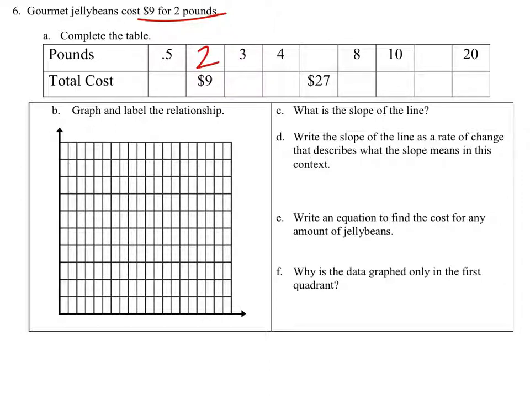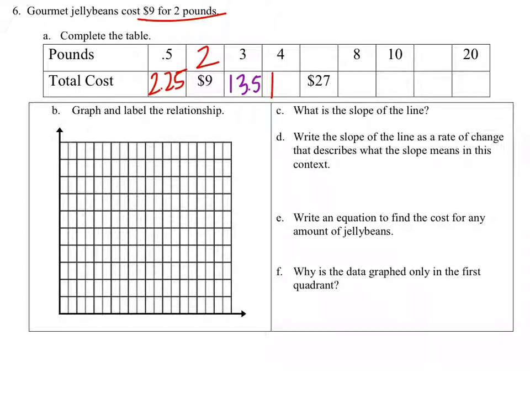Well, if that were the case, then how much would it cost for half a pound? So 2 pounds is $9. So 1 pound is $4.50, right? So half of that would be $2.25. Very good. So if I wanted 3 pounds, how much would it cost? Bam. $13.50.